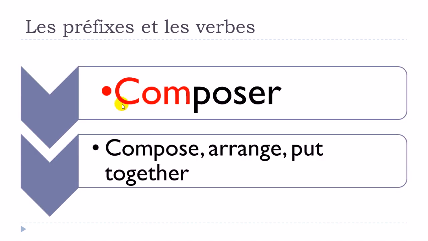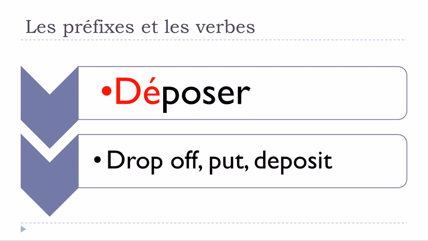So it's possible to add this préfixe, com, composer. Okay, composer. All right, and you've got here the translations of these verbs. It's also possible to add the prefix dé, and you get déposer. All right, déposer. And here you can find what it means in English. Okay, déposer.